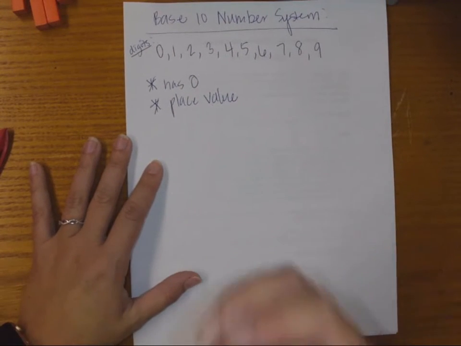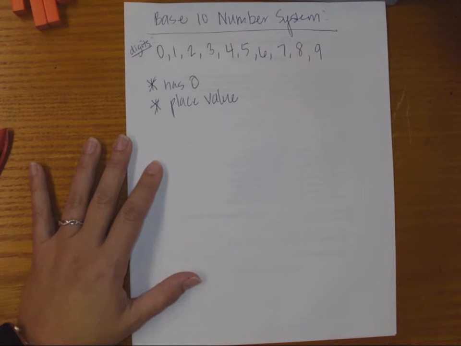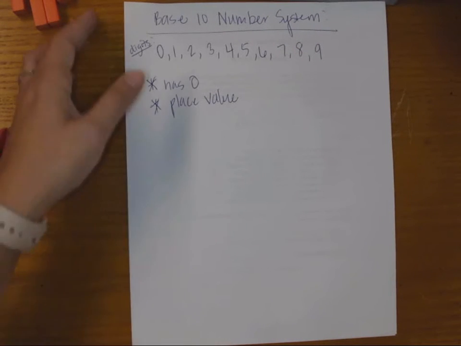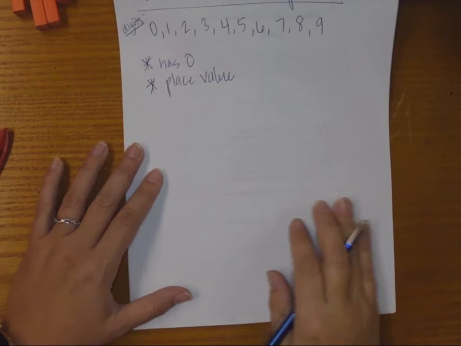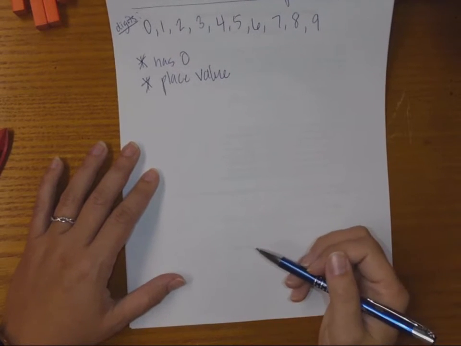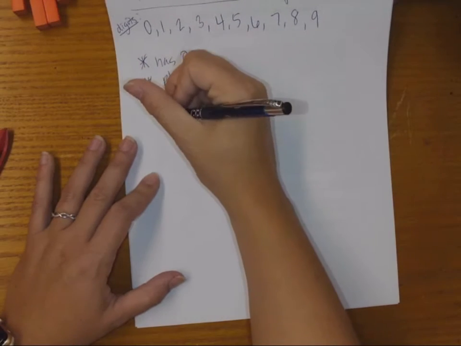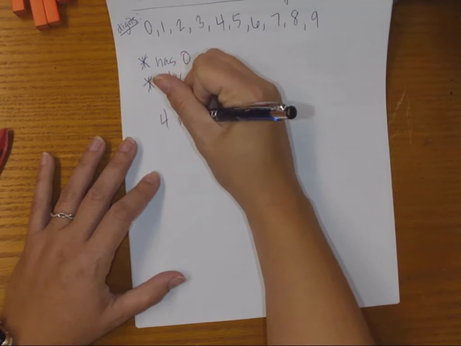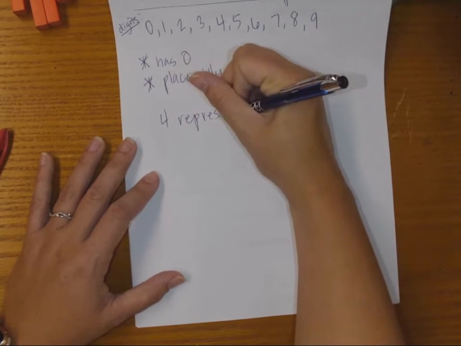So let's talk about different ways we can represent numbers with our number system, and represent them using our base 10 blocks, and then we can move into other bases. There are 4 representations for a number in our number system.